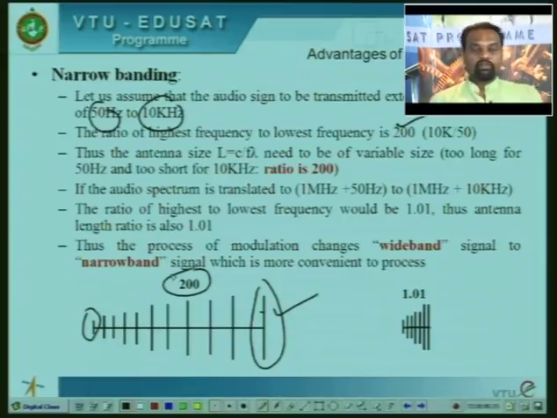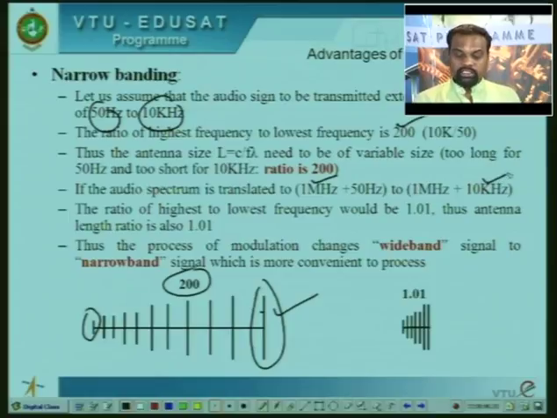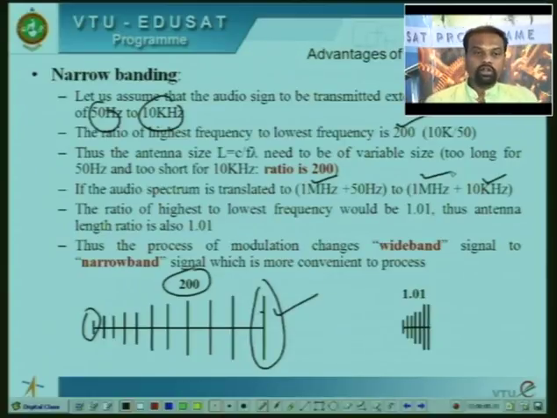Suppose we now modulate the audio spectrum from 50 hertz to 10 kilohertz, and translate it using a 1 megahertz signal. That means you are taking the data at 1 megahertz and translating it by 50 hertz. Similarly, the highest frequency of 10 kilohertz is also translated by 1 megahertz. If you now find the ratio between the highest frequency and the lowest frequency after modulation, the antenna size ratio would be 1.01. See, this is a very interesting fact.